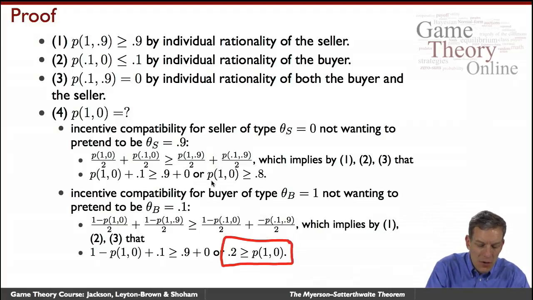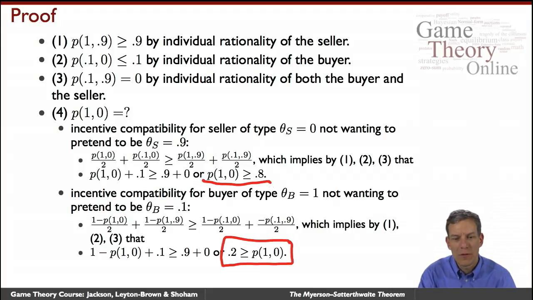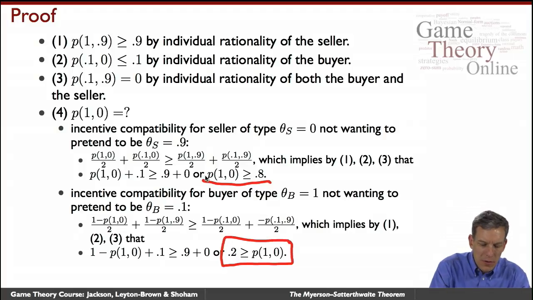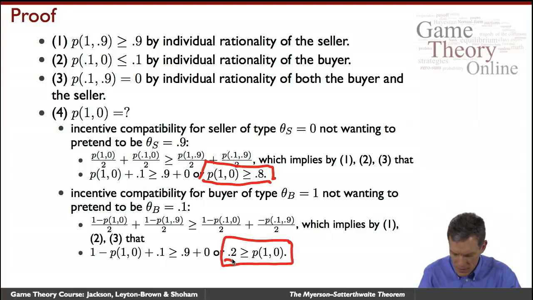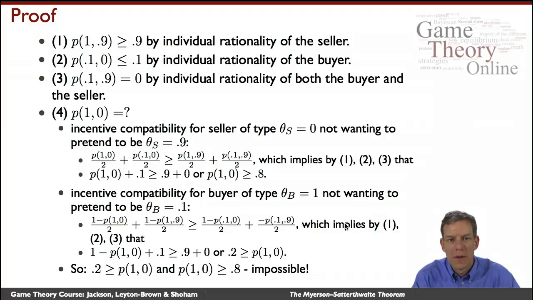Okay, so the seller has to be getting at least a price of 0.8. The buyer can't be seeing a price of more than 0.2. Well, it's going to be difficult to find a price which is at least 0.8 and also no more than 0.2 at the same time. Okay, that's impossible. So that's the end of the proof.